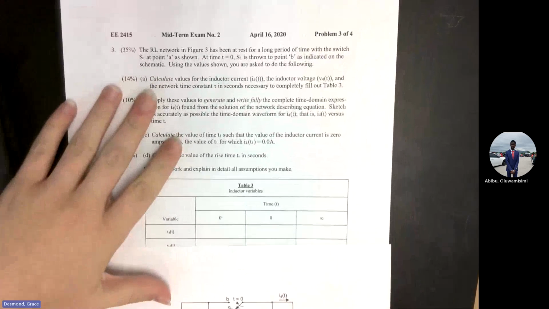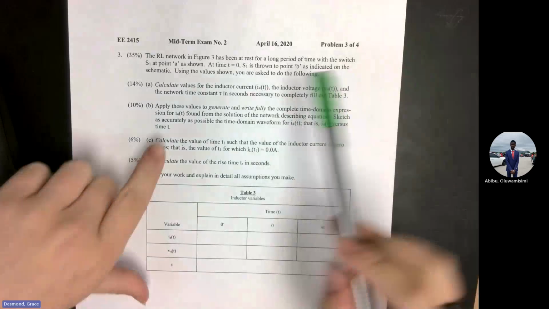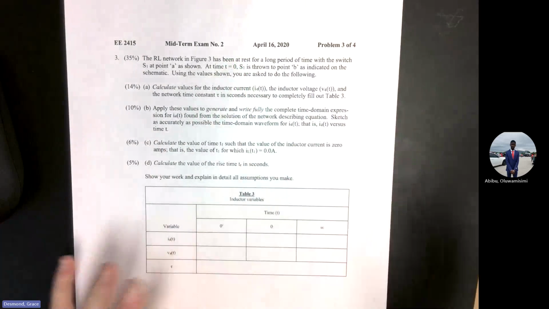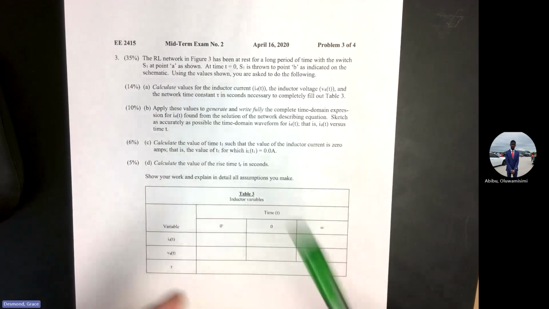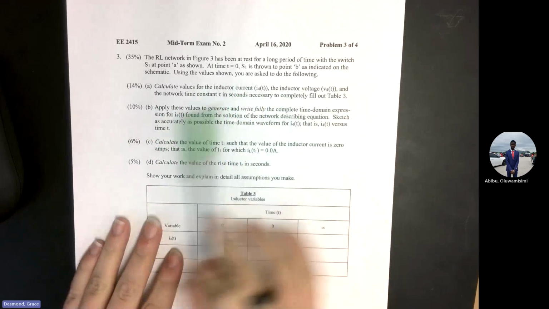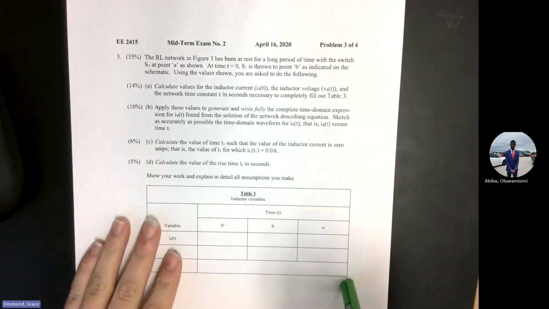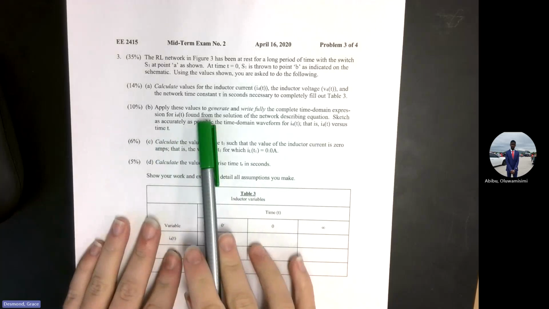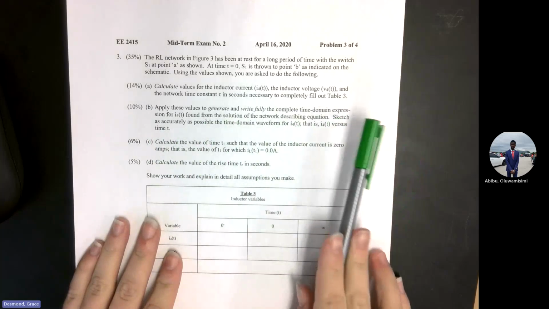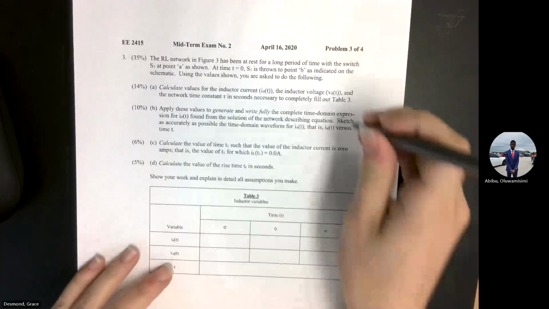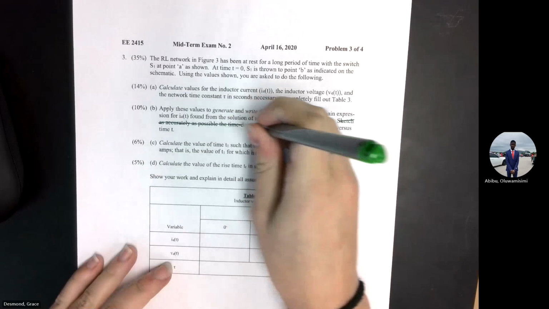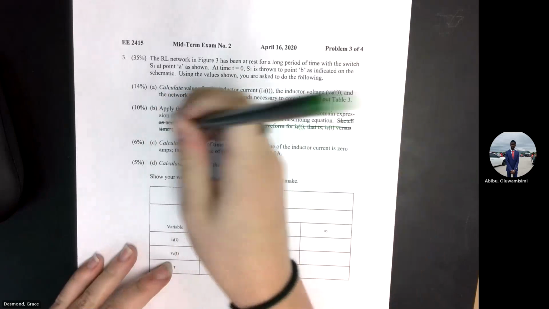So the actual problem is on a different page, but we're gonna read the question. The RL network in figure 3 has been at rest for a long period of time. At time t equals 0, the switch is thrown to point B as indicated. Do the following. Calculate the values for the inductor current, inductor voltage, and the network. Basically, just fill out table 3. Next, apply and generate the fully written time domain expression. We're not going to do that part.